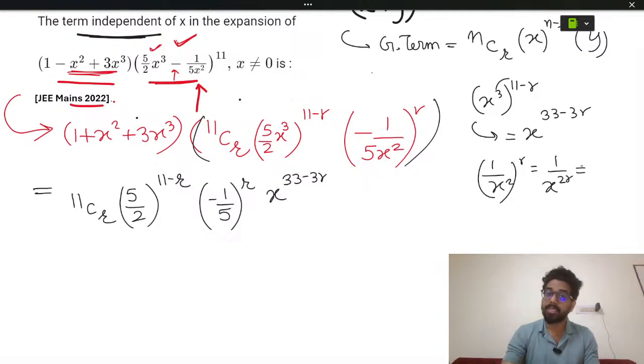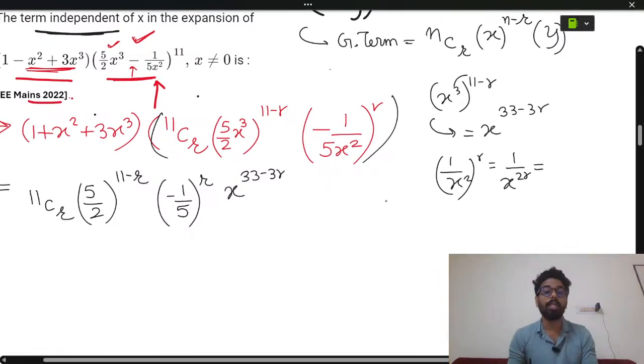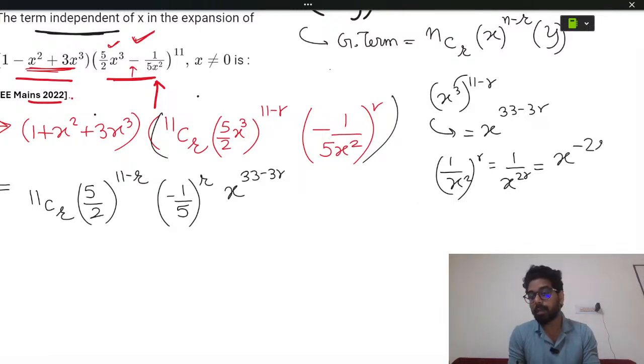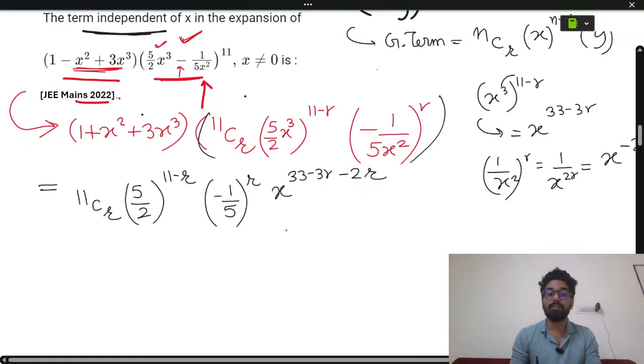But if something is in the denominator and you want to write it in the numerator, that's how you will write x to the power minus 2r. And then you will have this final x to the power 33 minus 3r minus 2r. If you're having any kind of doubt, you can ask. You are free to ask. Okay? This is what you will have.